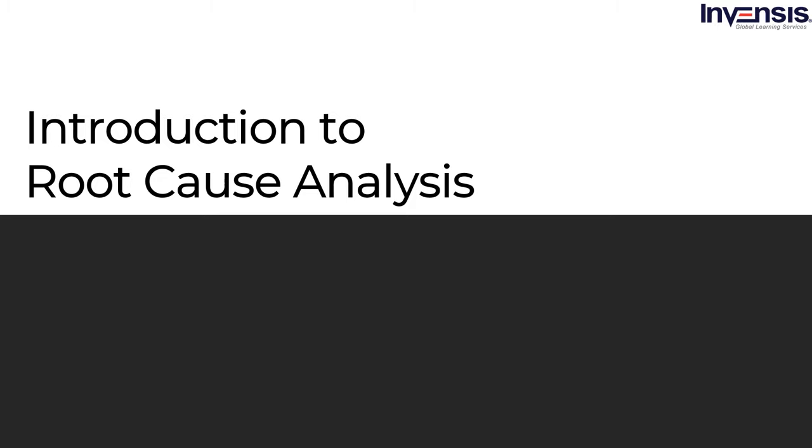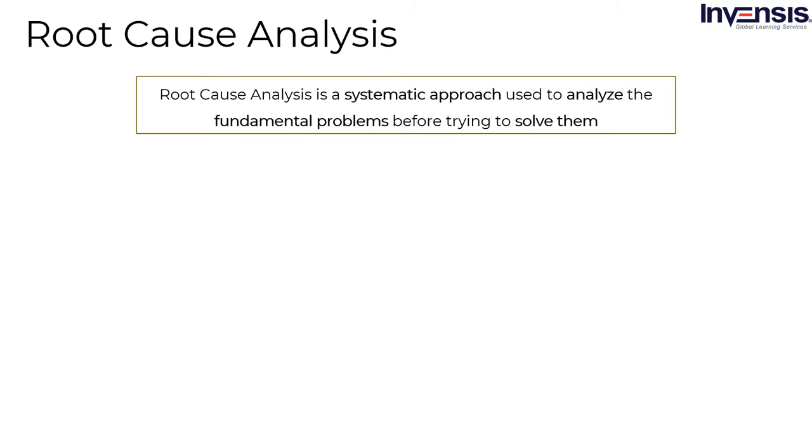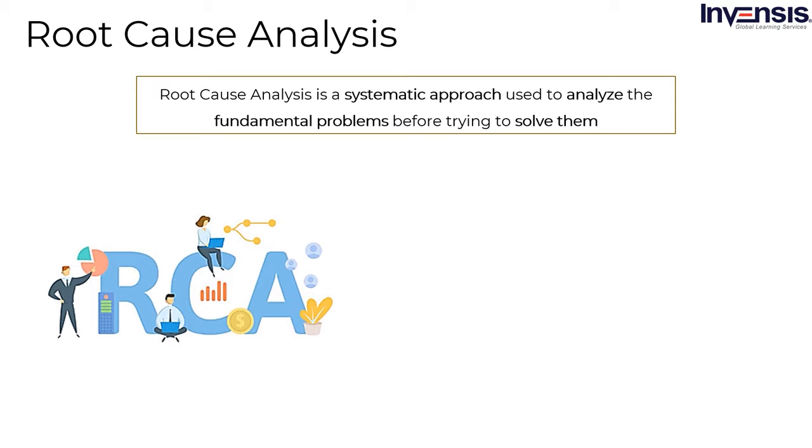Introduction to root cause analysis. Root cause analysis, which is usually called RCA, is a systematic approach used to analyze the fundamental problems before trying to solve them, ultimately aiming to isolate and identify the main root cause of a problem. This plays an important role in any organization because preventing the event from occurring is more palpable than reacting to the resultant harmful effects.